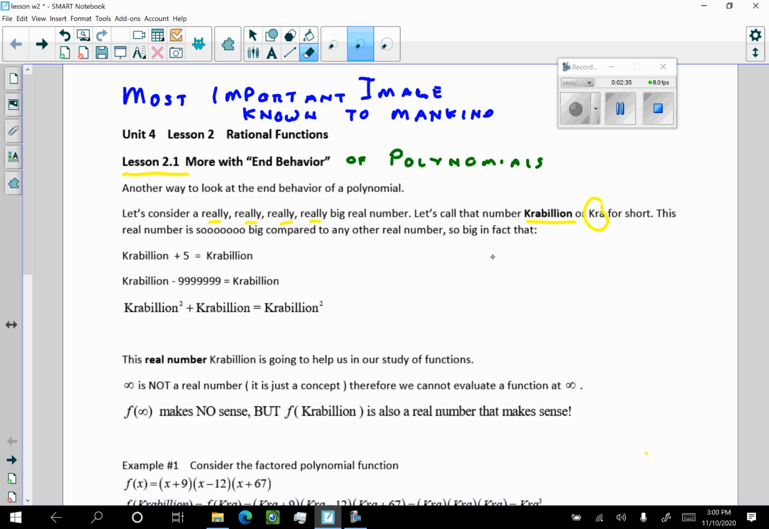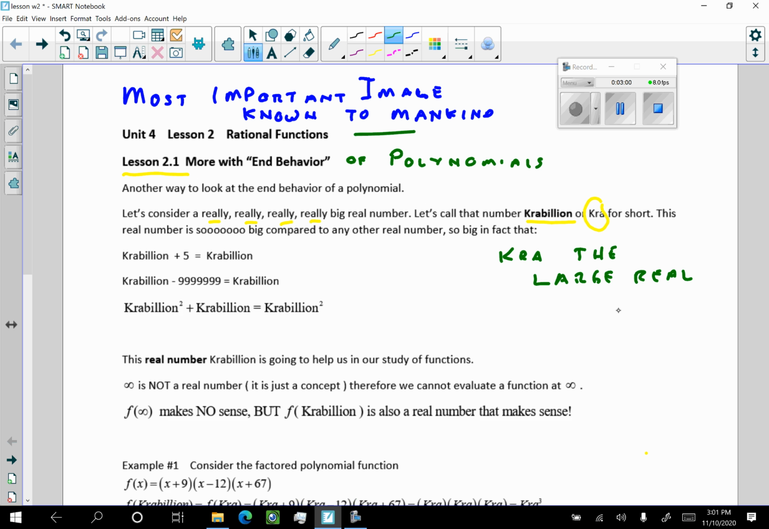And there isn't a largest real number, but we're going to let Krabillion be the largest real number. That's what this video up here helps with. The largest real number known to mankind. Well, there is no largest, but for a brief moment, we're going to allow Krabillion to be a real number. In fact, the largest real number ever. We're just going to assume for a moment that it is a real number, and it's the largest real number.